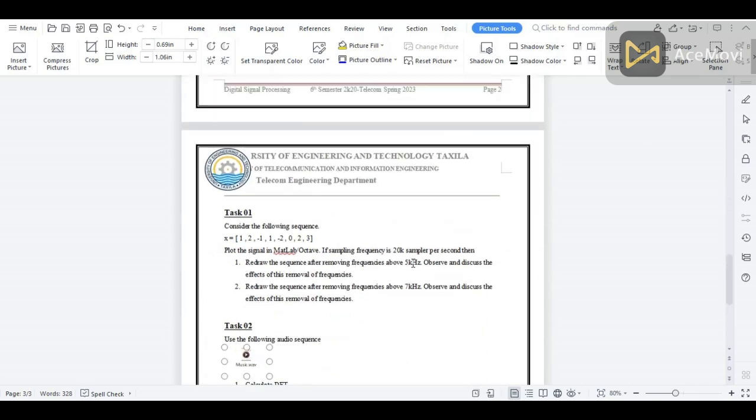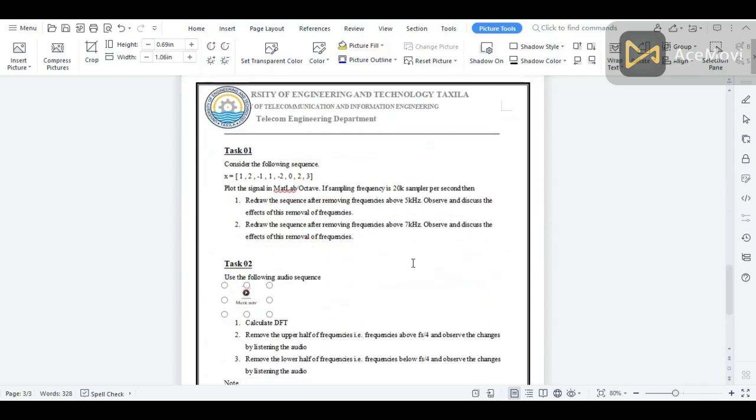In task number 1, a signal is given, and we have to plot the signal in MATLAB. If the sampling frequency is 20k samples per second, then what do we have to check? We have to redraw the sequence after removing frequencies above 5k Hz, and then redraw it after removing frequencies above 7k Hz. So we will discuss both of the effects.